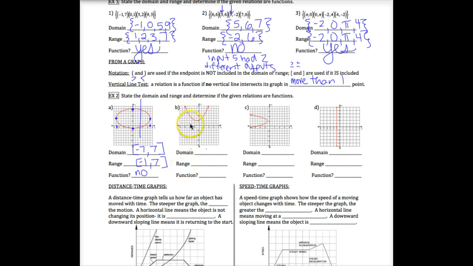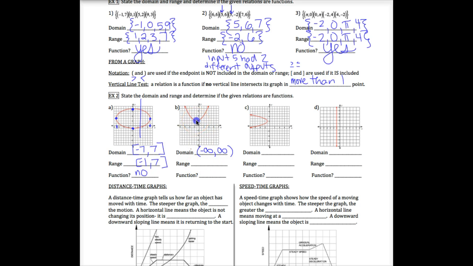Here, my domain, if we look, my x values keep going because I've got arrows on both ends. So we used to say all real numbers. In interval notation, all real numbers means I go from -infinity to +infinity. We always use the parentheses on the infinity symbols because you can't include the number infinity.